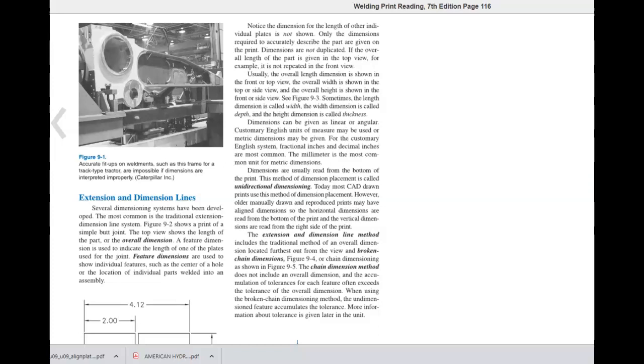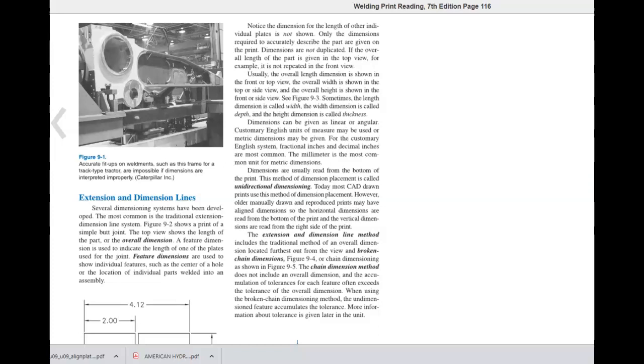See figures 9.3. Sometimes the length dimension is called the width, the width dimension is called the depth, and the height dimension is called thickness. Dimensions can be given as linear or angular. Customary English units of measurement may be used, or metric dimensions may be given. For the customary English system, fractional inches and decimal inches are most common. The millimeter is the most common unit of metric dimensions.